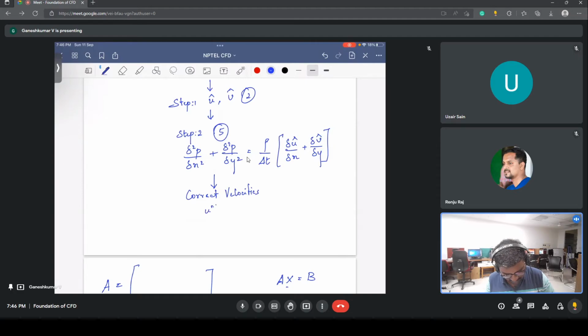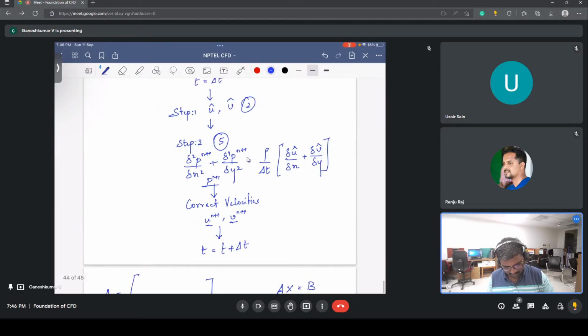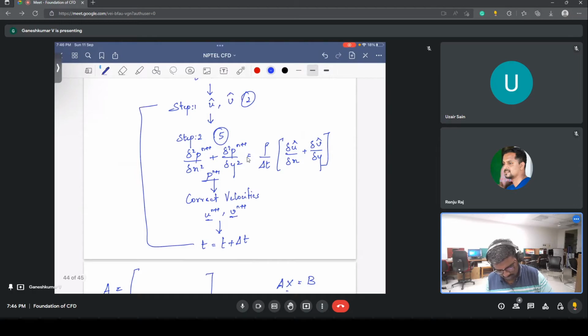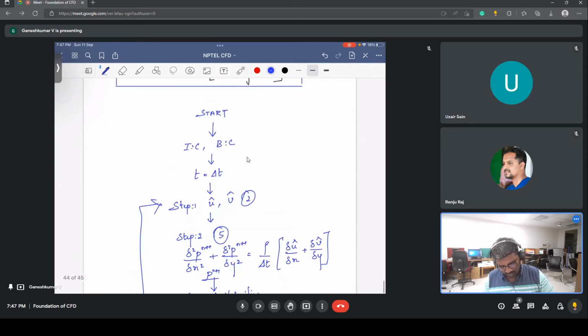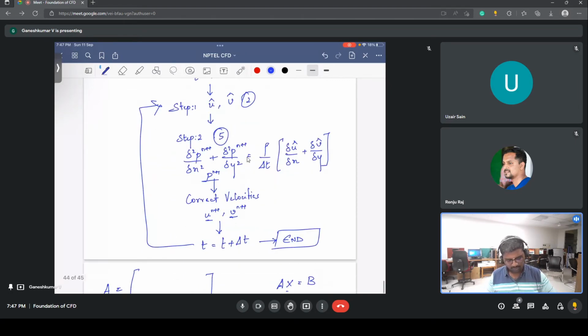So you will get u at n plus 1 and v at n plus 1. By the way, this would be p at n plus 1, right? So you will get n plus 1 and you will get these two. Now what you will do, you advance the time step and then you again go to step 1. So for every time step you need to go through these 3 steps: step 1, step 2 and step 3. Predict the velocity, predict the pressure, correct the velocity.